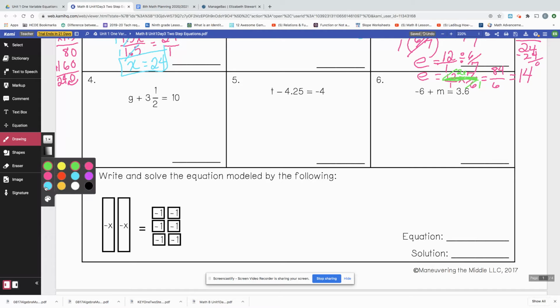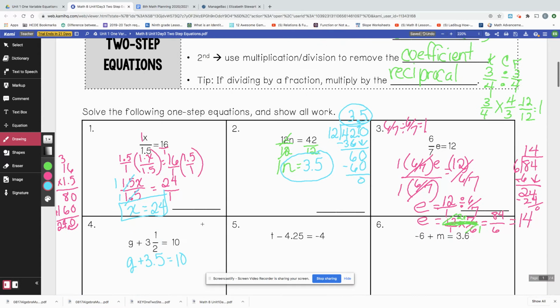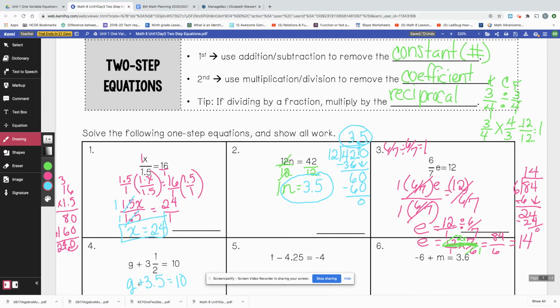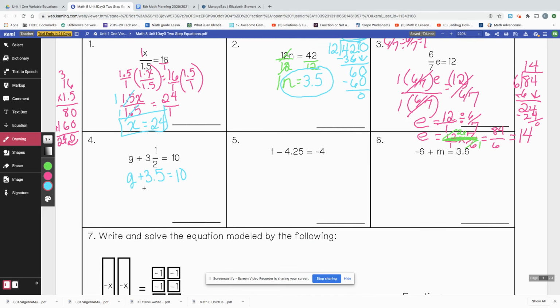Moving on. Number 4, I would just change 3.5 plus G to equal 10. This is a one-step equation. I don't multiply or divide here. I'm just reversing this addition. So that is the additive inverse. So I'm subtracting 3.5 on both sides. Boy, I better get a decimal with that 10.